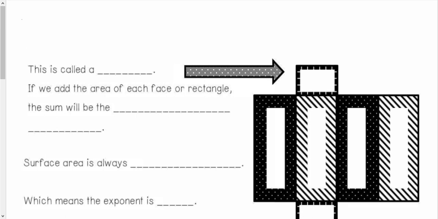Now we're actually going to find surface area and volume. We're going to start with something nice and easy, a rectangular prism, like a box. This picture here is called a net.